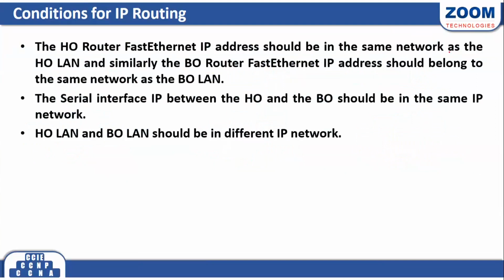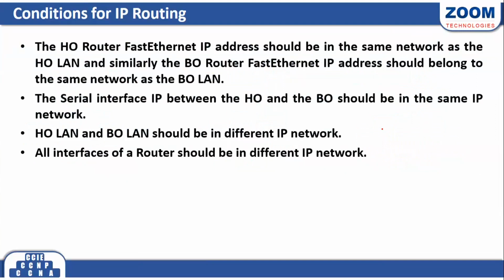Condition number four. All interfaces of your router should be in different IP networks. Like in a router, how many interfaces do you have? All interfaces should be in different networks. Say this is R1, the FastEthernet interface IP address is 10.0.0.1.